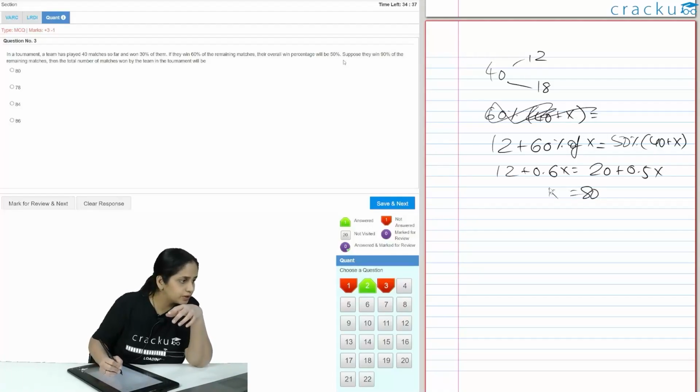And suppose they win 90% of the remaining matches. So 90% of 80 is 72 matches. The total number of matches won by the team would be 84.